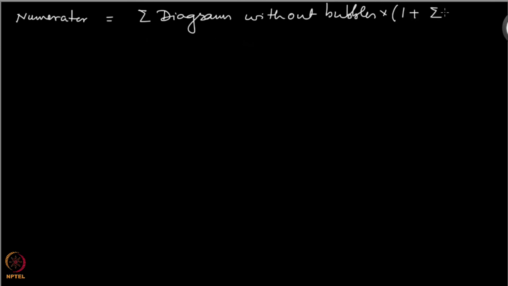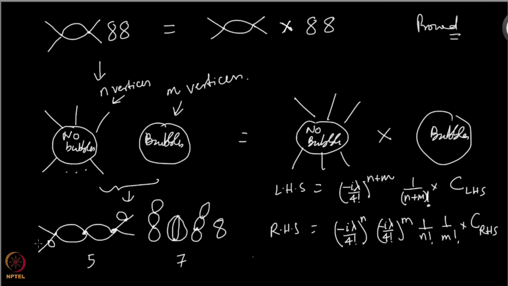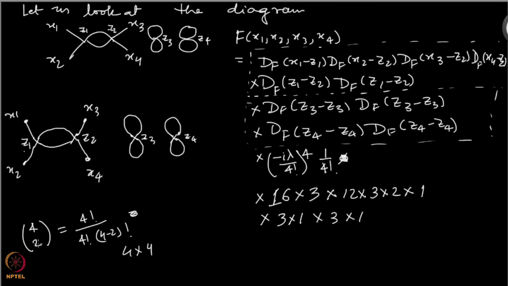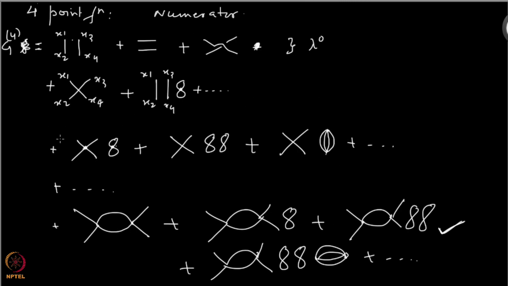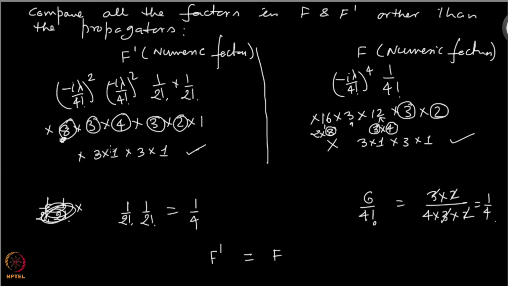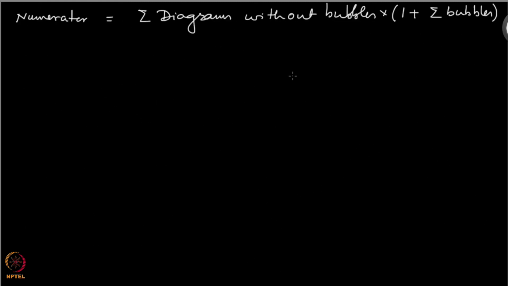If you look at again the 4-point function, maybe we go here. We have drawn many diagrams already. So you see any diagram, if you look at this one, now you can think of it as this times this. That's what we have shown, right? So each diagram is a diagram without a bubble times a diagram with bubbles. And if you have a diagram in the numerator which has no bubble, then you can think of it as multiplying 1, and that is the one here.